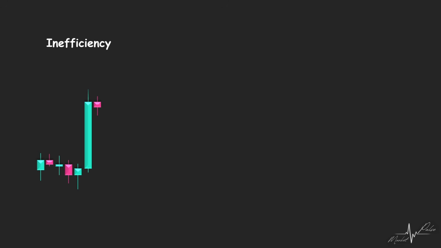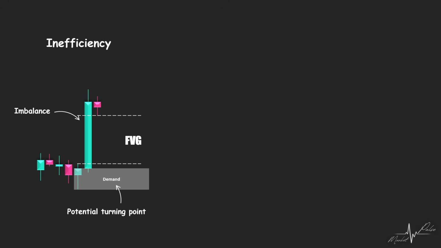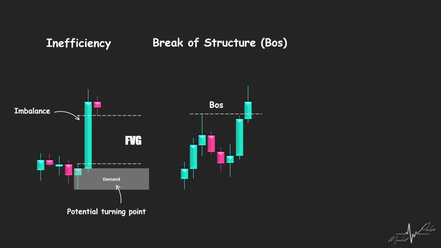First, inefficiency. This happens when price leaves an area very quickly, creating an imbalance between buyers and sellers. We often see this as a fair value gap between candles. These gaps suggest that price may return to fill that imbalance, making the zone more meaningful. Second, break of structure. This occurs when price breaks a previous high or low, confirming continuation in that direction. It shows that buyers or sellers are still in control, strengthening the zone.